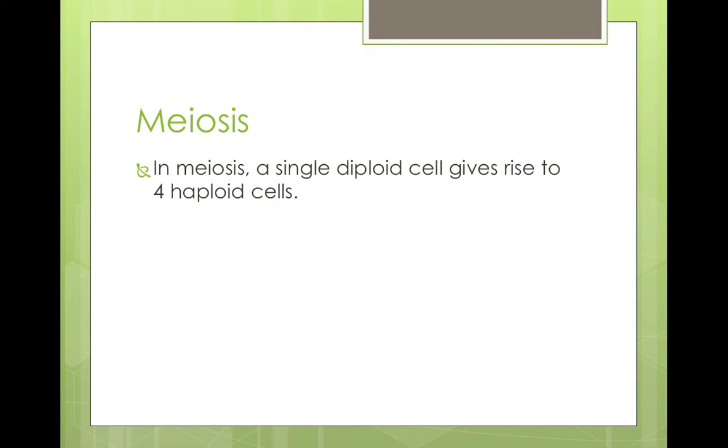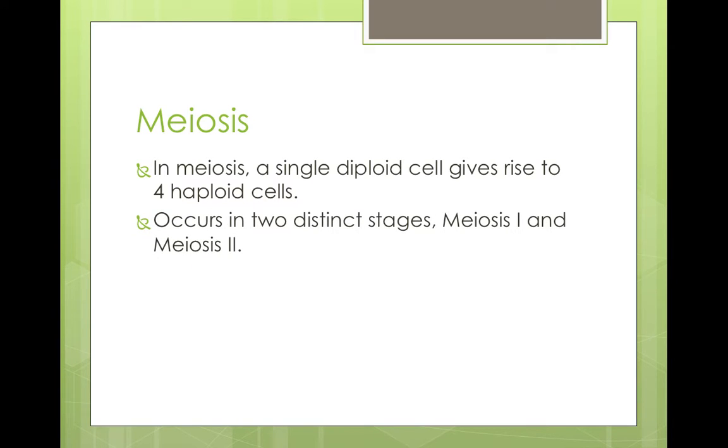So in meiosis, a single diploid cell gives rise to 4 haploid cells. Just a reminder, a diploid cell is the one that has the normal chromosome number for the species. In humans, that number is 46. Haploid cells have half the number, so our sex cells, the sperm and egg cells, have 23 chromosomes.